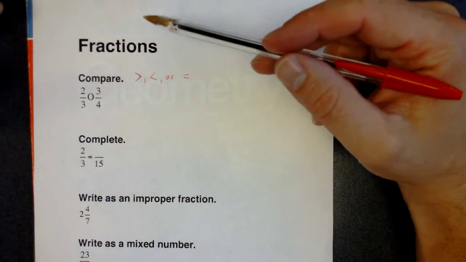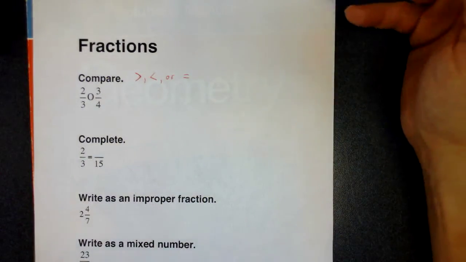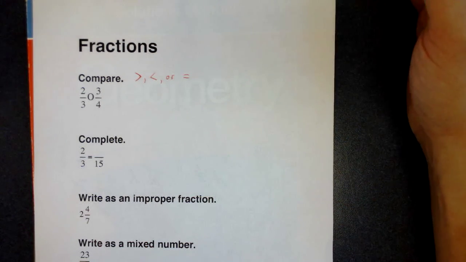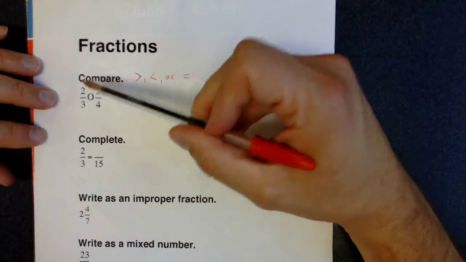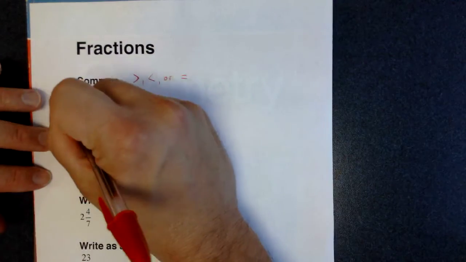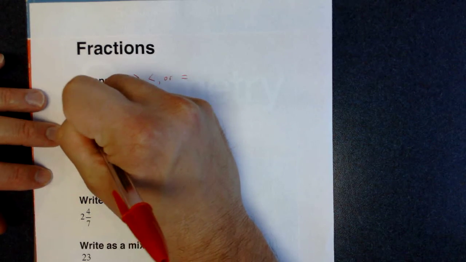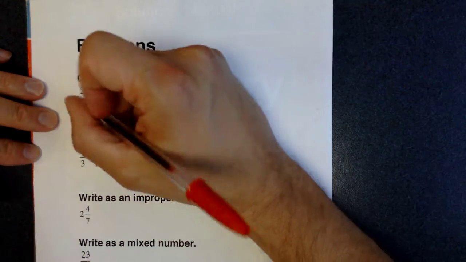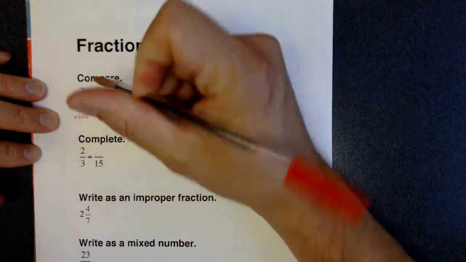And to do this, there's several different ways you could do it. You could get common denominators. You could change it to decimals. That's the way I'm going to show you because I think it's a little bit quicker doing it that way. So if you take in your calculator 2/3, if you divide 2 by 3, you're going to get 0.6 repeating. And then if you do the same thing with 3/4, 3 divided by 4 is 0.75.